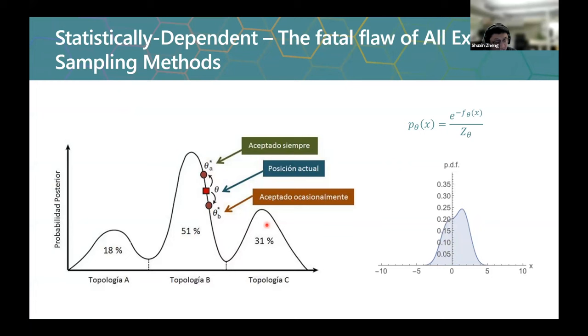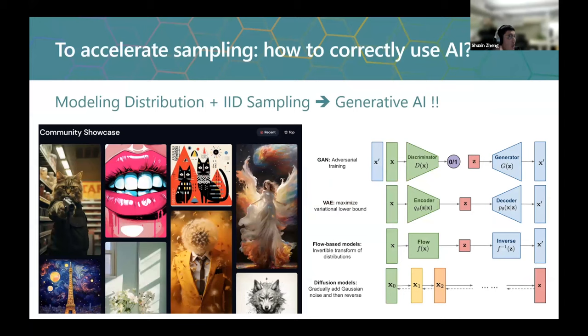Okay, next page. So how can we use AI to truly revolutionize this field? We have been thinking about this problem for a very long time: whether AI can solve this fatal problem in sampling, namely the statistical dependency of the sampling. Those who are familiar with generative AI may immediately react: is it what generative AI does in the image generation field? Actually, it's absolutely right. Generative AI is modeling the distribution and sampling it independently and identically, that is, IID sampling.